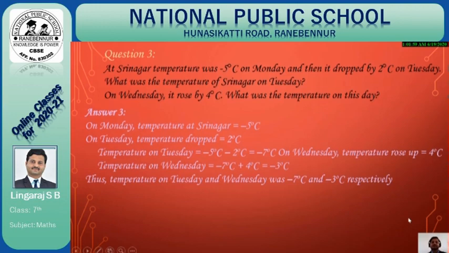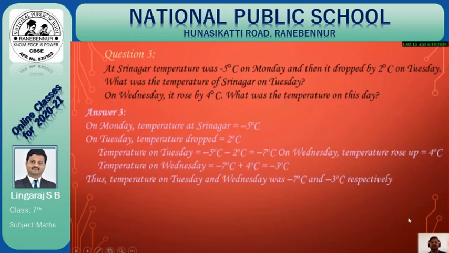What was the temperature of Srinagar on Tuesday? On Wednesday it rose by 4 degrees Celsius. What was the temperature on this day? So solution: by given we can write, on Monday temperature at Srinagar is equal to minus 5 degrees Celsius. On Tuesday temperature dropped 2 degrees Celsius.